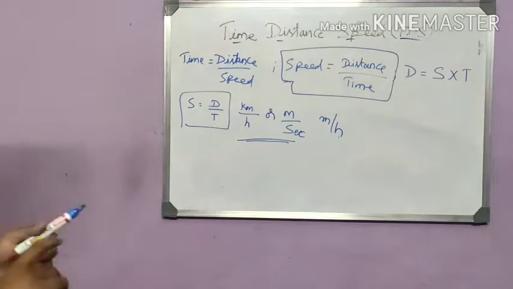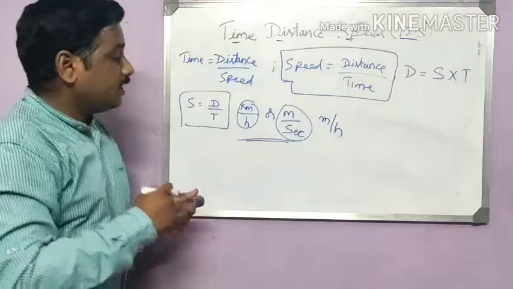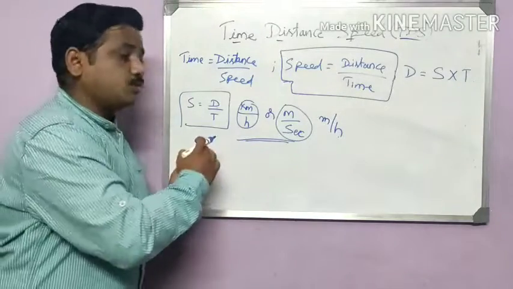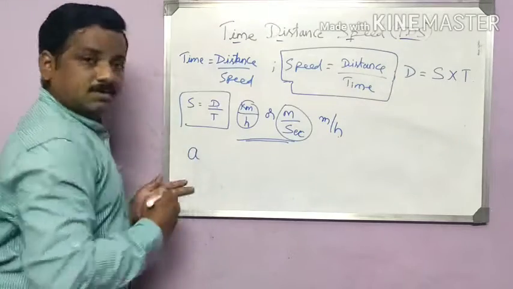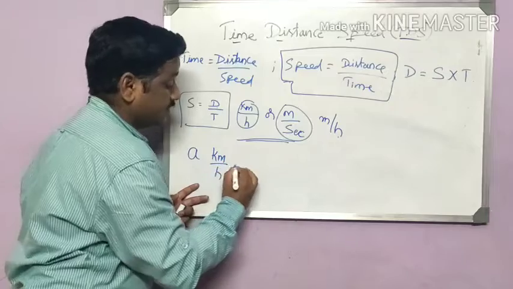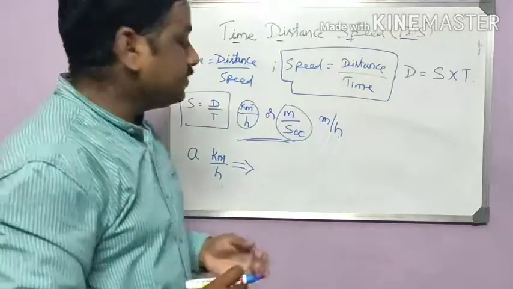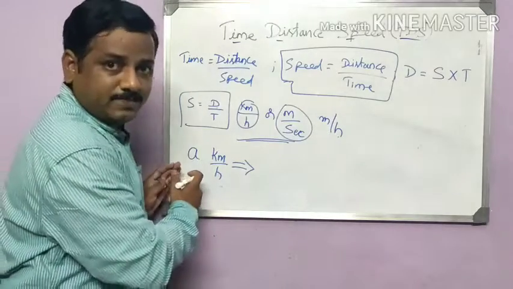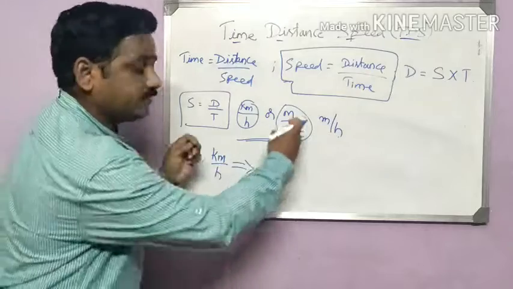So in questions, they may give either this, or they may give either that, or they may mix them up, and sometimes they ask you to convert it. So now let's understand how to convert these things. Say there is a speed A, and this speed is given in terms of kilometer per hour. Now I want to write this in terms of meters per second. So how to write it in meters per second? The speed unit is kilometer per hour, so let me write it in terms of meter per second.